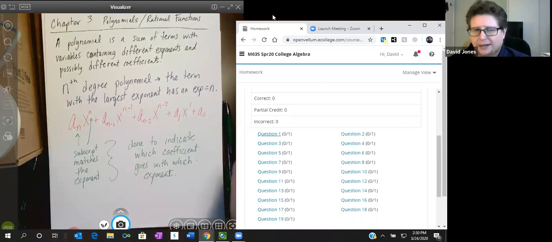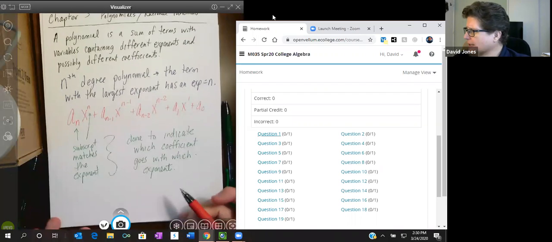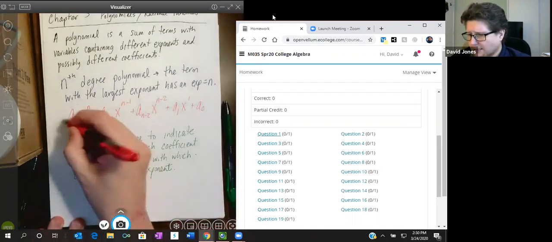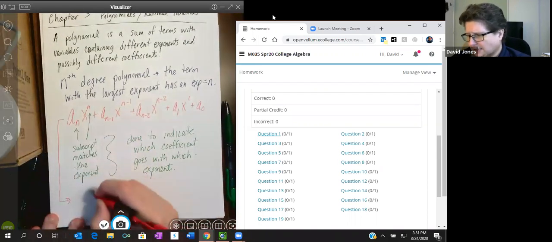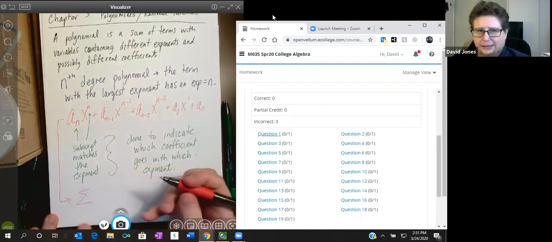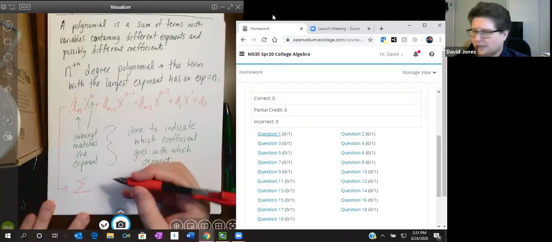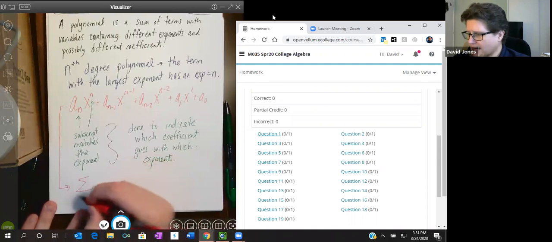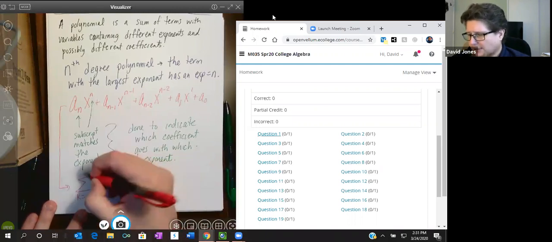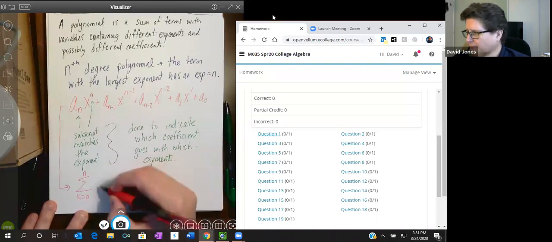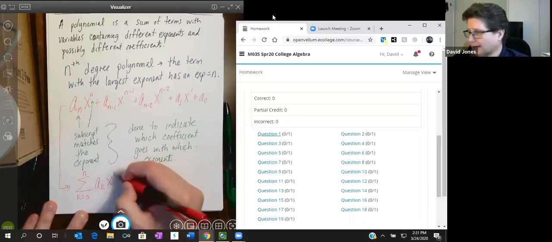We have a shortcut for writing this. We write this as, it's got this funky looking E, and we're going to write k equals 0 and n up top. And then we'll say a sub k x to the k.